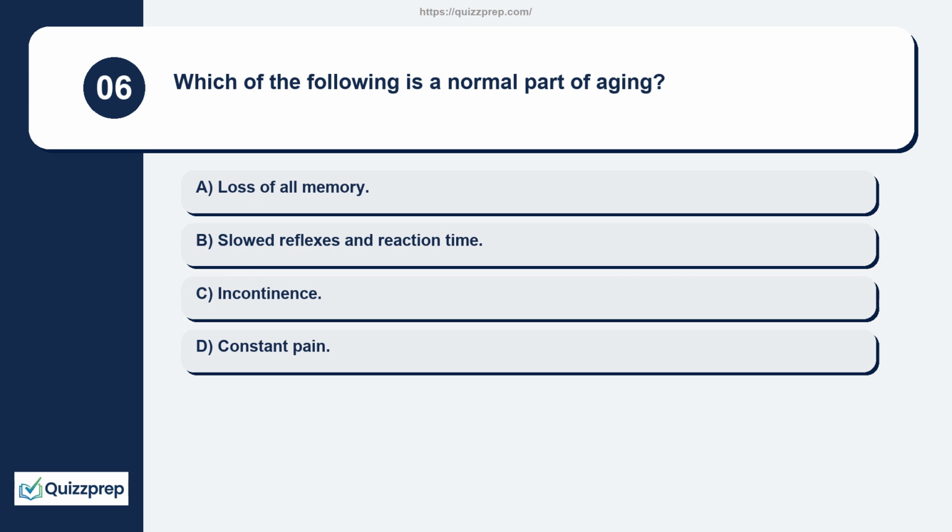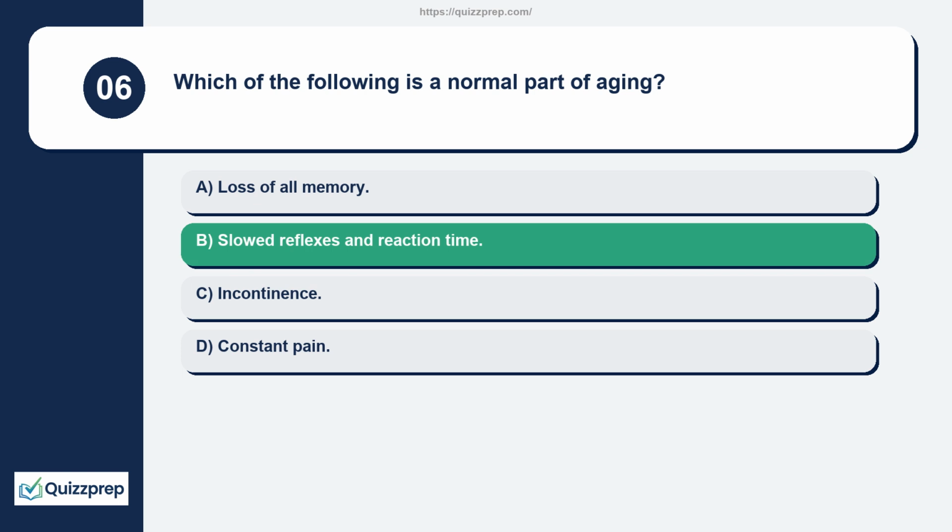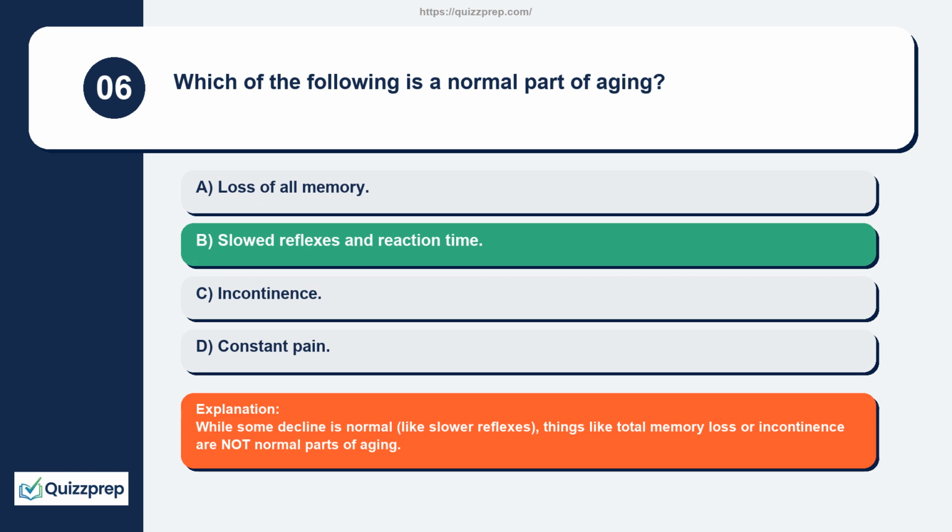Question 6. Which of the following is a normal part of aging? Loss of all memory, slowed reflexes and reaction time, incontinence, constant pain. While some decline is normal, like slower reflexes, things like total memory loss or incontinence are not normal parts of aging.